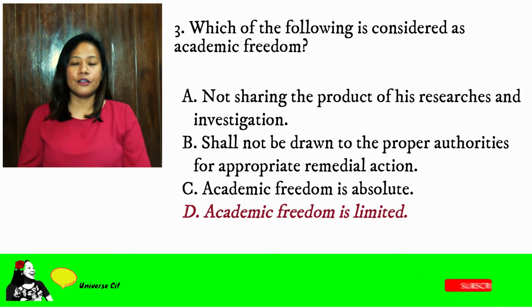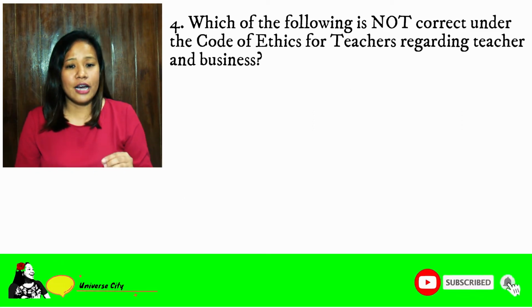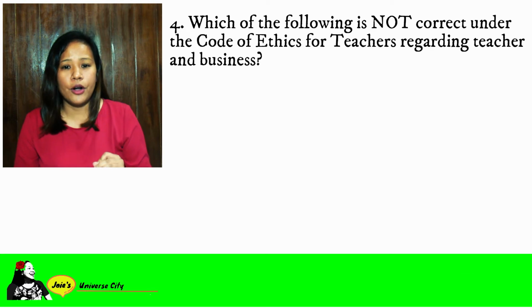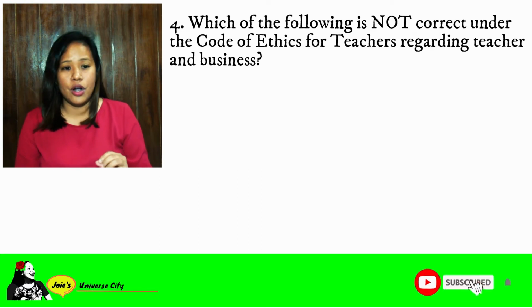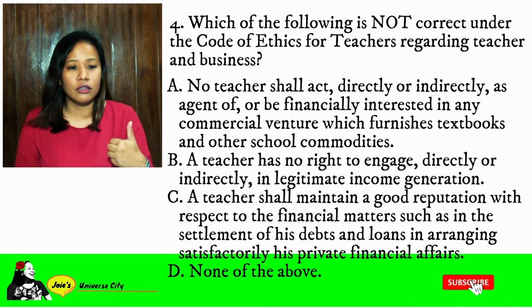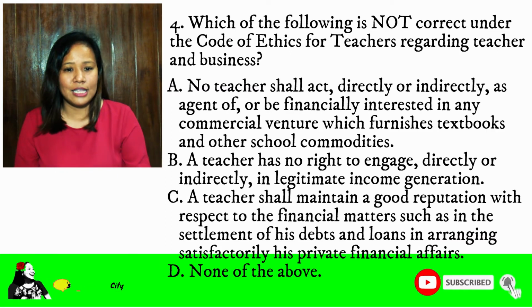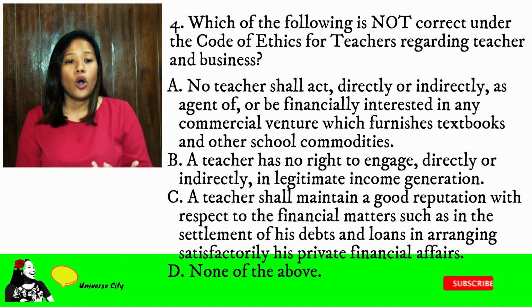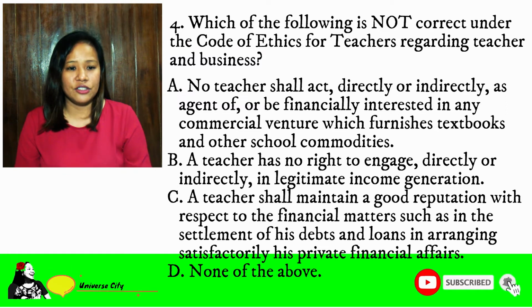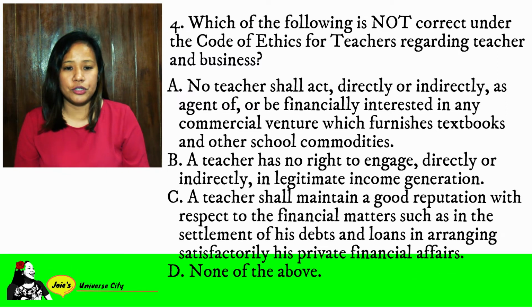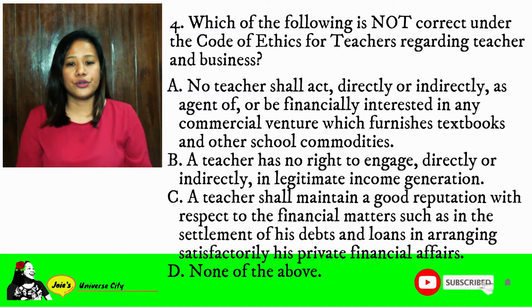Alright? Next, which of the following is not correct under the Code of Ethics for teachers regarding the teacher and the business? Which is not correct? A. No teacher shall act directly or indirectly as agent of or be financially interested in any commercial venture which furnishes textbooks and other school commodities.